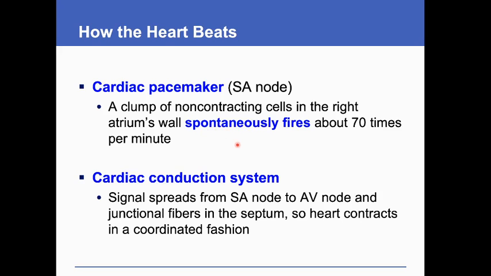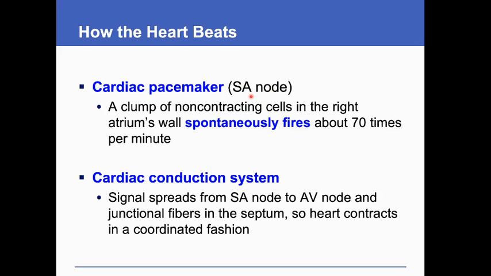And then they're connected to this conduction system that will conduct this signal from the SA node to the AV node. There's that AV again, which stands for atrioventricular, and then down junctional fibers in the septum, and the heart will contract in a very coordinated fashion. So that's a lot of terminology. Let's do that again, but let's do it with the benefit of a picture.